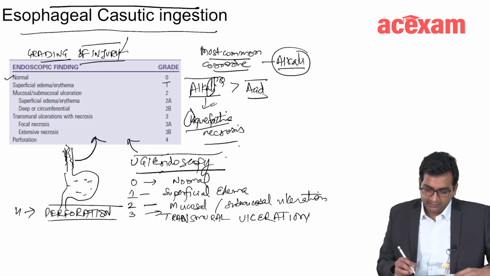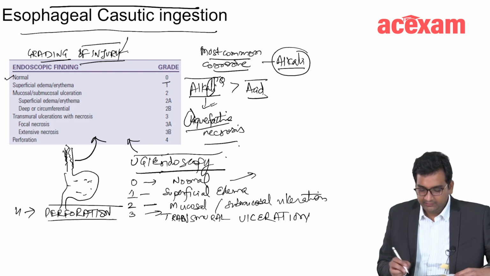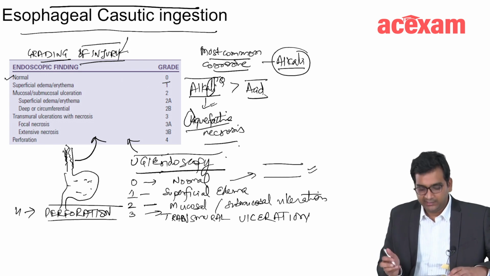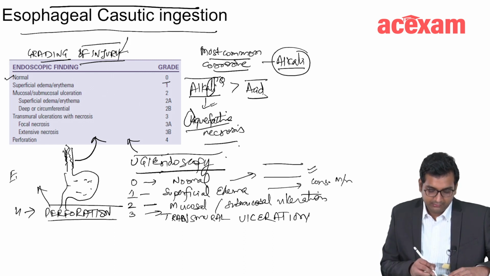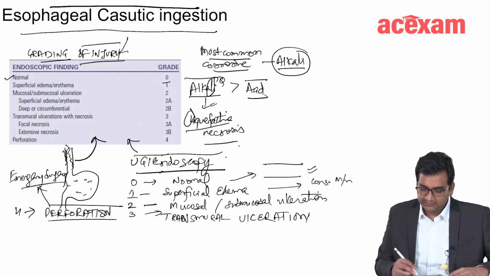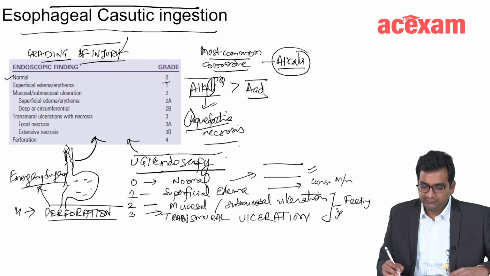And generally, for a normal finding there is no need to do anything, just observe the patient for a day and then discharge. In case of superficial edema, it will be managed with conservative management. Generally perforation needs emergency surgery. Grade 2 and 3 will need a feeding jejunostomy, because the patient will not be able to take orally.